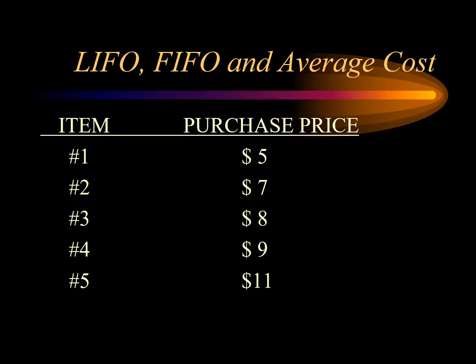With FIFO, it'd be exactly the opposite, right? First in, first out. If I sold 2 items, then the $5 plus the $7 would be my cost of goods sold, and then my inventory valuation would run high on my balance sheet. And under average cost, it's going to fall right in the middle of the 2. Average cost is least used.